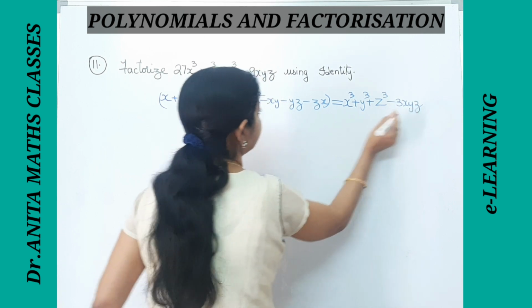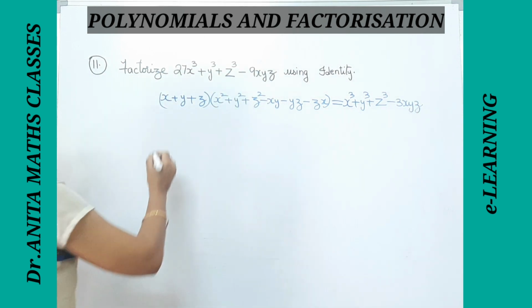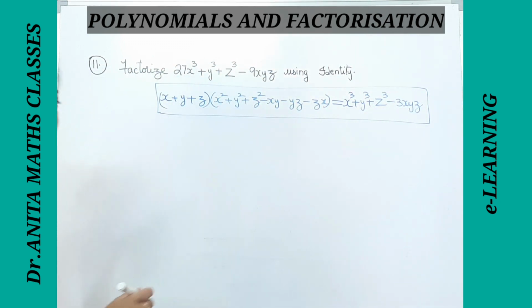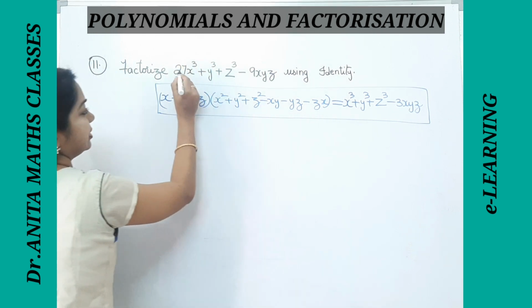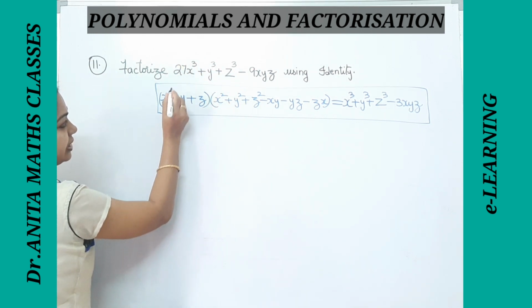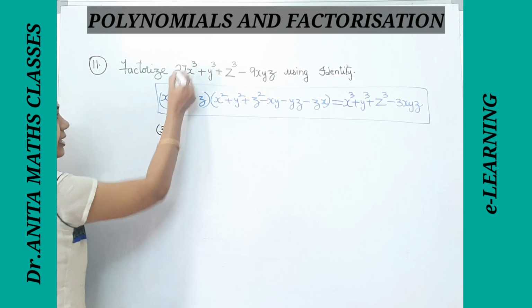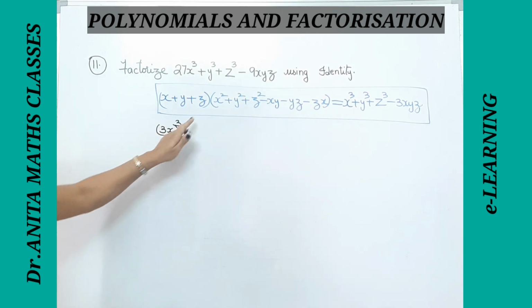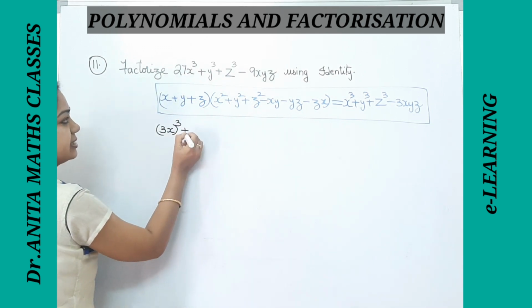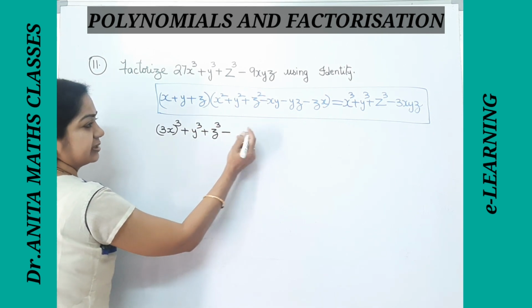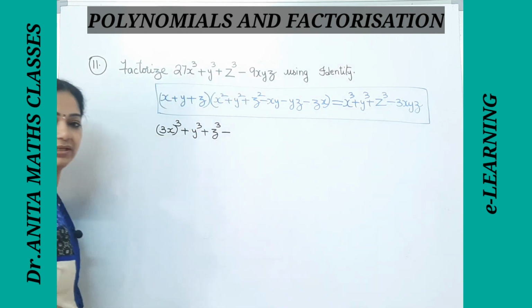This is the identity, the appropriate identity. We are going to use it here. Here in this place, what are our x, y and z values? We will write here. The x value is now having two terms. So I can write 27 as 3 cube, so 3x whole cube. This complete thing I can write as 3x whole cube. So 3 cube is 27x cube, whereas this is y cube and this is z cube.